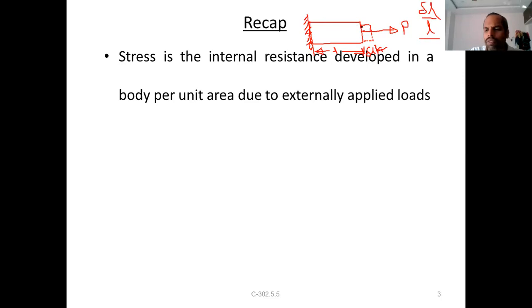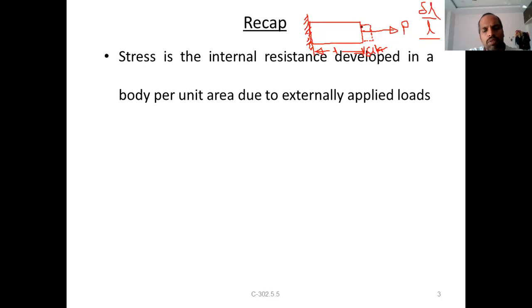If we are applying a very small load, initially the body may not undergo any deformation or change in length, because the internal resistance will not allow the body to deform. Change in length is not allowed by the internal resistance. If the internal resistance is higher than the force, there will not be any deformation. We are still applying load, but that load is not sufficient to change the length of the body.